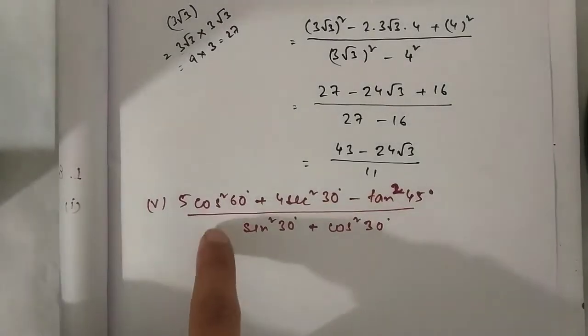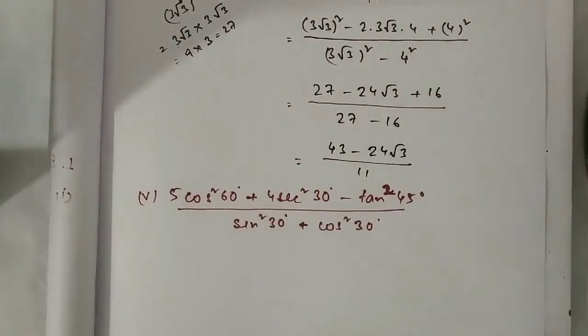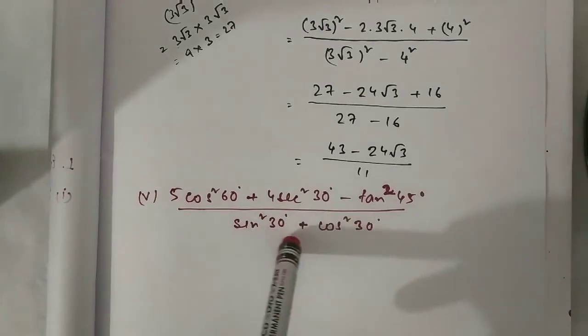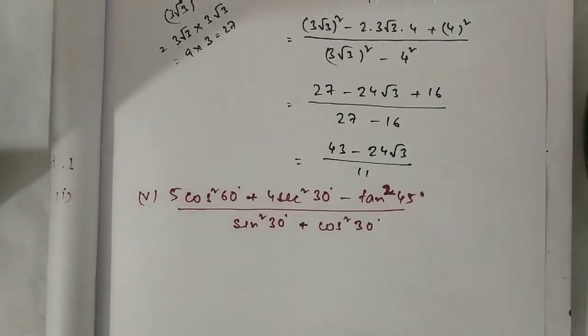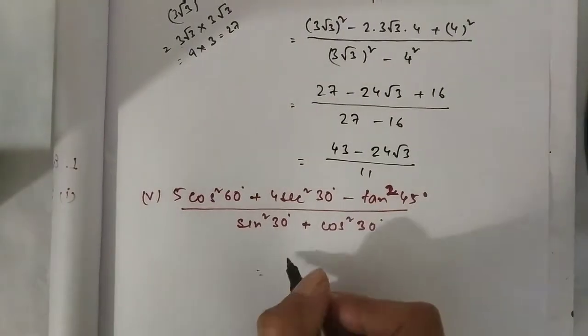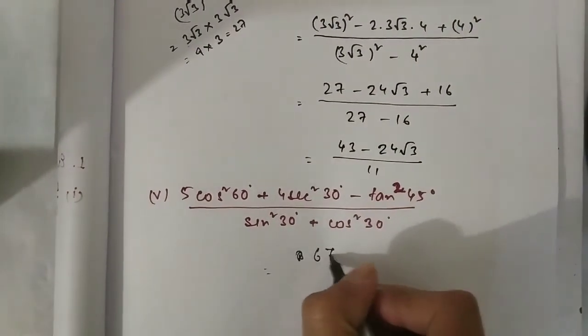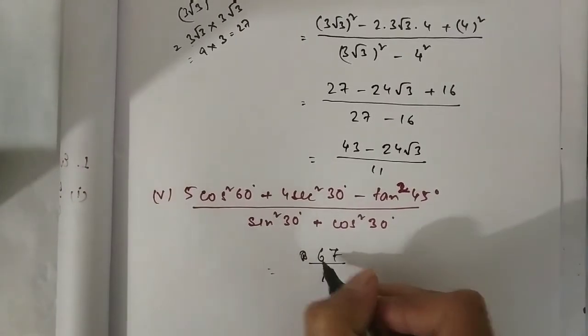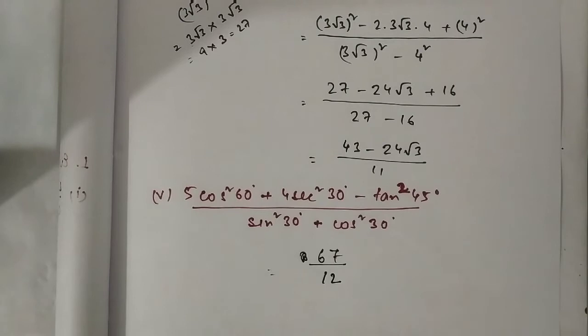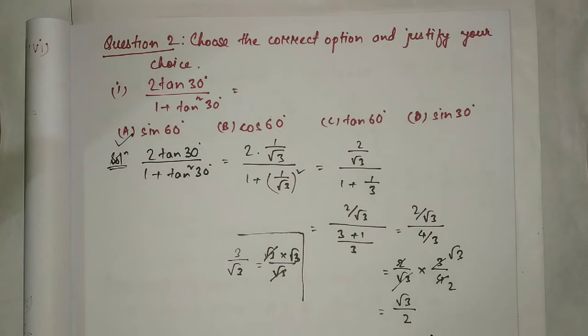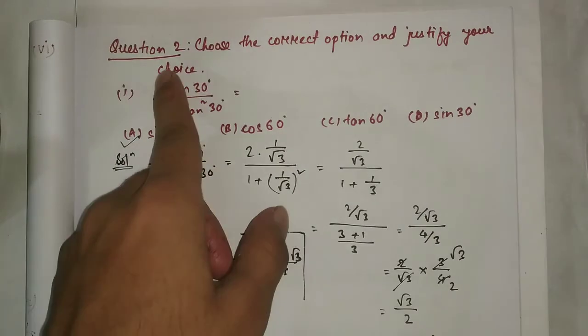Now the next problem is 5 cos square 60 plus 4 sec square 30 minus tan square 45 in the numerator and sin square 30 plus cos square 30 in the denominator, which can be easily solved if you know the technique from the first 4 problems. Just put the values from the trigonometric table and simply solve. You will find the answer to be something like 67 by 12. So I hope you can solve this problem, but if you still find any difficulty you can write in the comment section. Now let's move to the second part, that is question number 2.